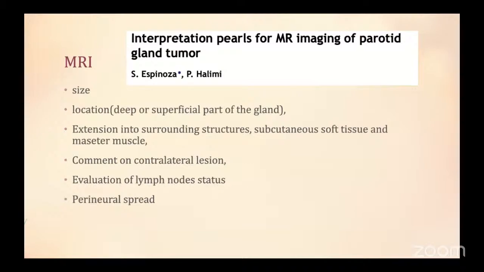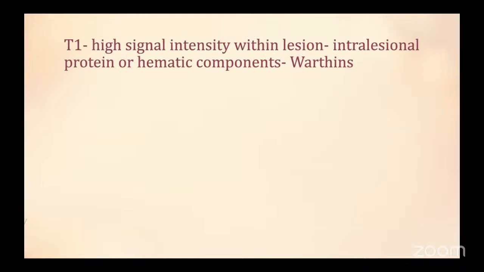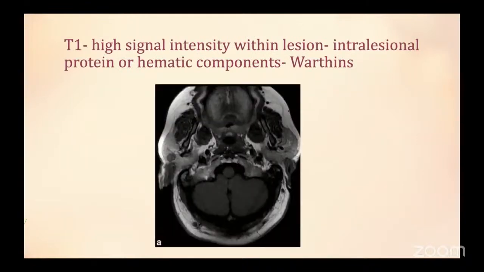MRI helps to know about the size, location, the extent of the tumor, the surrounding structure involvement, contralateral parotid salivary gland involvement, evaluation of lymph nodes, perineural spread. All this can be assessed in MRI. T1 sequences are mainly for when we want to see if there's a high signal within the lesion. It classically occurs in Warthin's tumor when they have a protein or hemorrhagic component within the lesion.